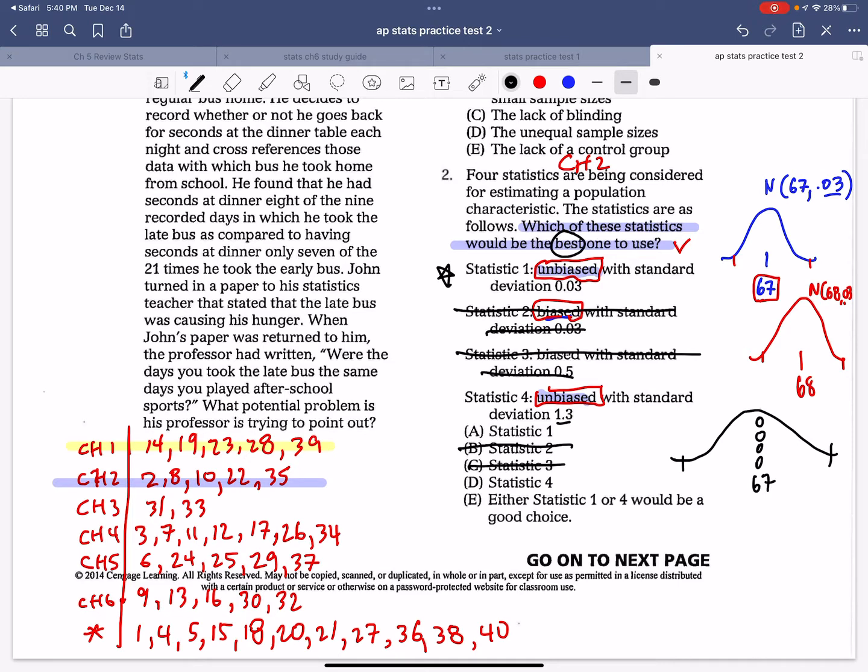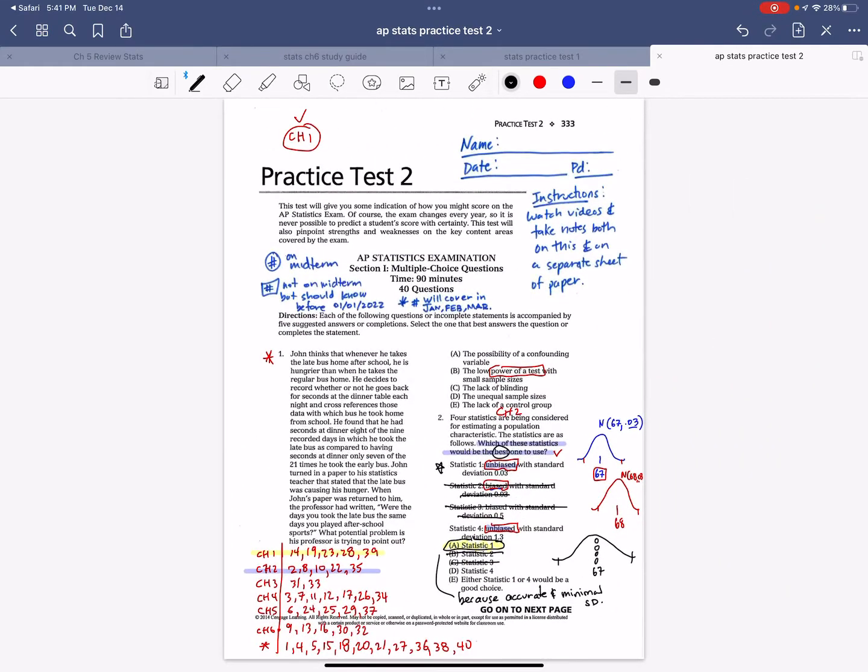And that's what they said. 1 is the best, so we're going to pick A. 1 is the best because it's accurate, meaning it's unbiased, and it has minimal deviation. We want to have the minimum variability as possible if we're trying to predict the average outcome of something.